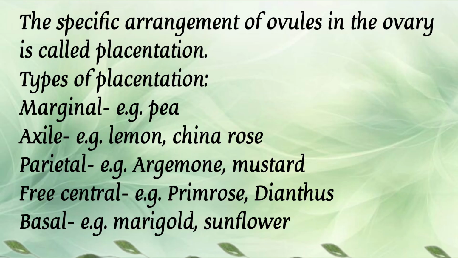Next is placentation, which refers to the arrangement of ovules inside the ovary. Types of placentation include marginal placentation, for example pea. Axile placentation seen in lemon and China rose. Parietal placentation seen in mustard. Free central placentation seen in primrose. Basal placentation seen in marigold and sunflower.